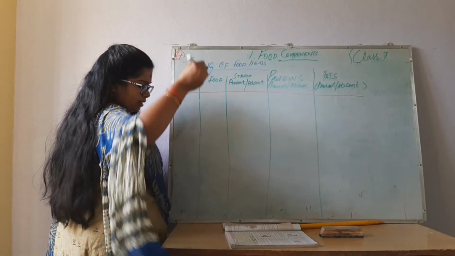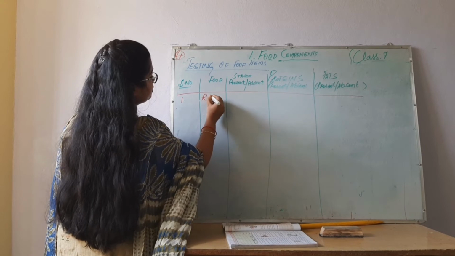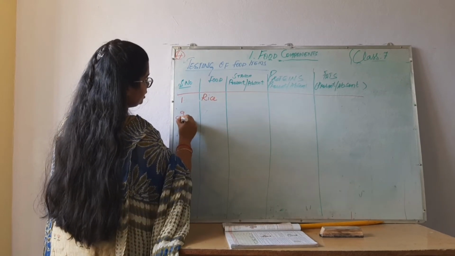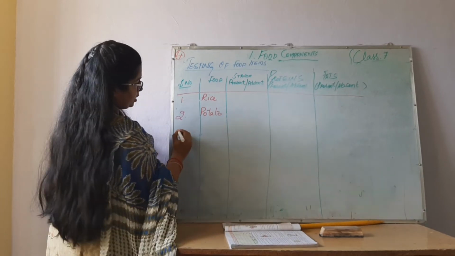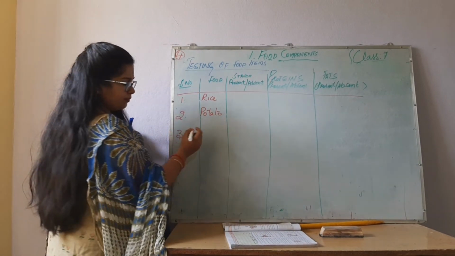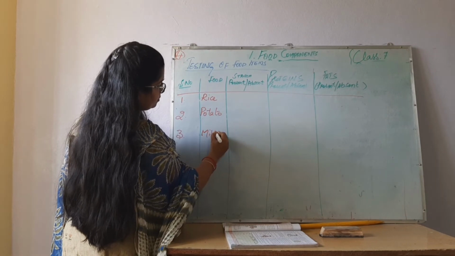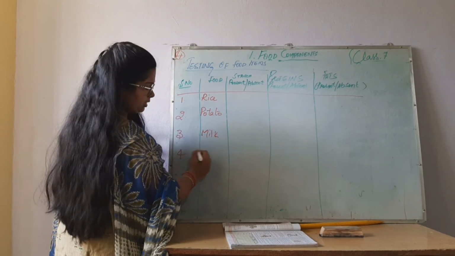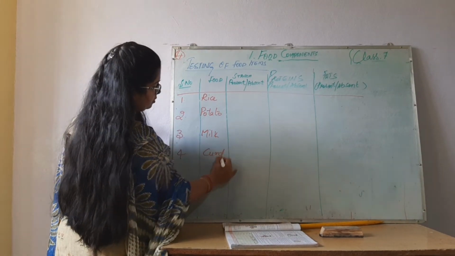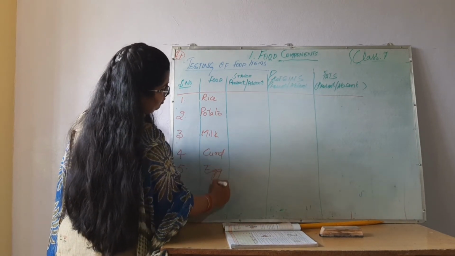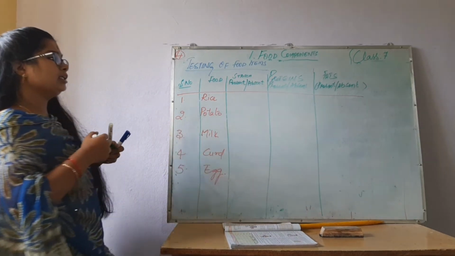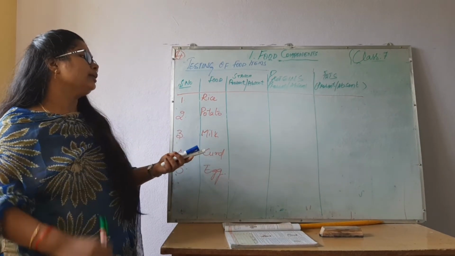First one is rice. Second one is potato. Third one is milk. Fourth one is curd. Fifth one is egg. By testing for starch, proteins and fats, we have to see what each of them contains.